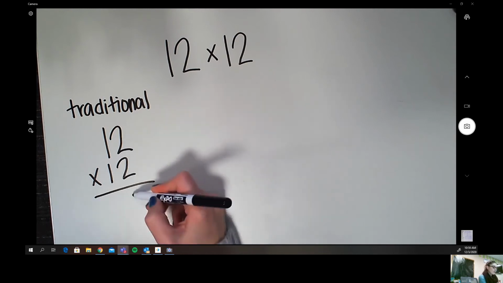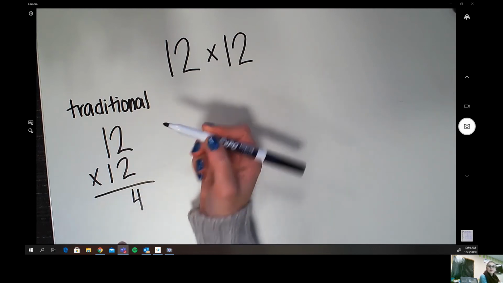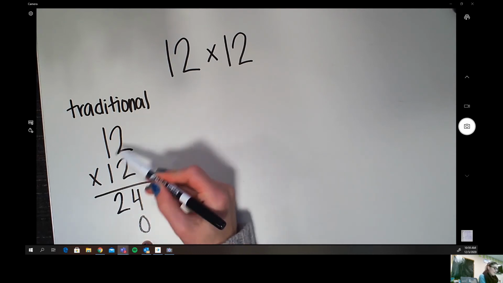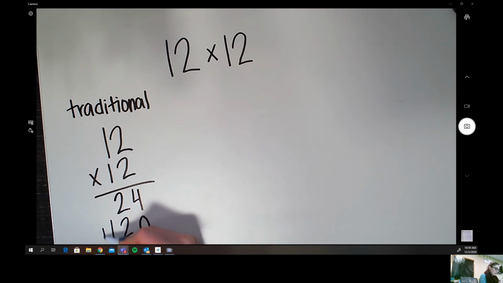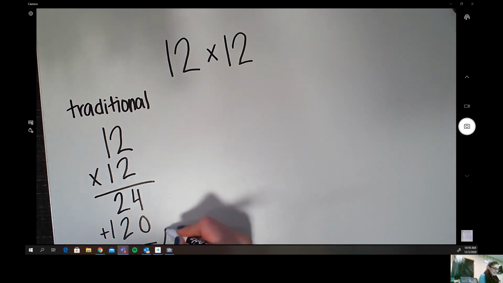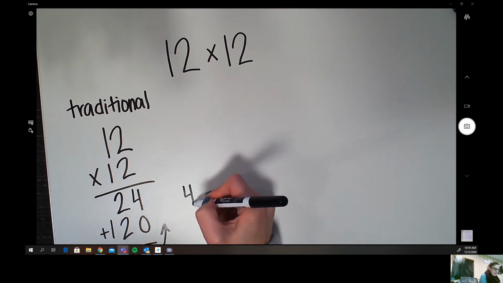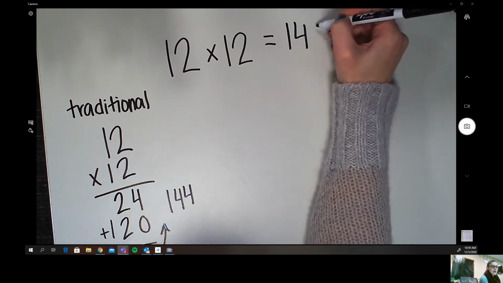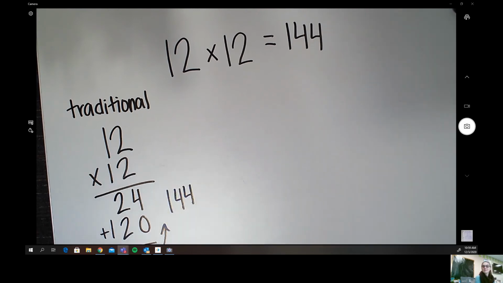So we would do 2 times 2 gives us 4, 2 times 1 gives us 2, and then we would add our 0, and then end up with 1 times 2 and 1 times 1. And then we would add these together, and I'm running out of space, so I'm going to write it up here, which gives me 4, 4, and 1. So this means 12 times 12 is 144. Pretty straightforward for most of us, simple. This is quick, easy. Why don't we teach it like this? We do, but remember, kids have to get to that point.